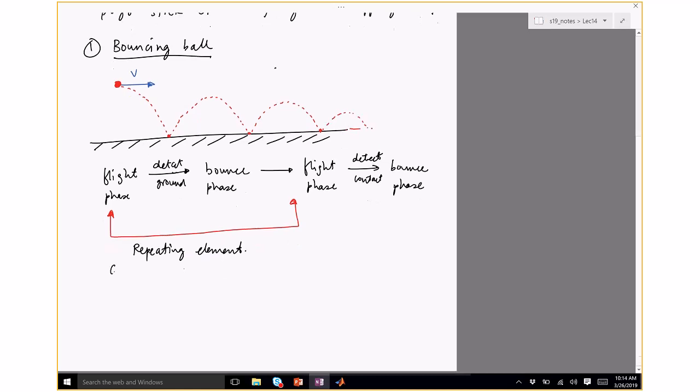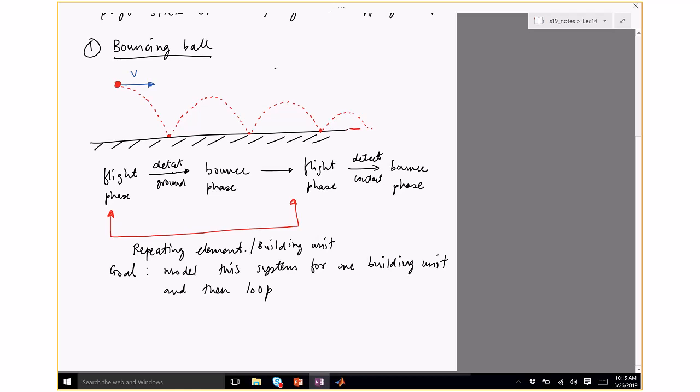So the goal is to model this system for one building unit and then loop. We just keep doing that for every step. We just keep repeating that, and then we'll be able to simulate the bouncing motion. Okay, so let's build the model.